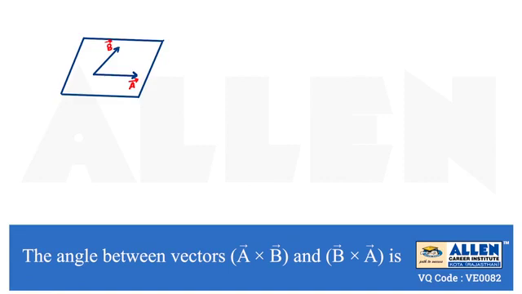The angle between vectors a cross b and b cross a is, here we have to find the angle between two vectors, which are the result of the cross product of a vector and b vector, and the other vector is the result of the cross product of b vector and a vector.